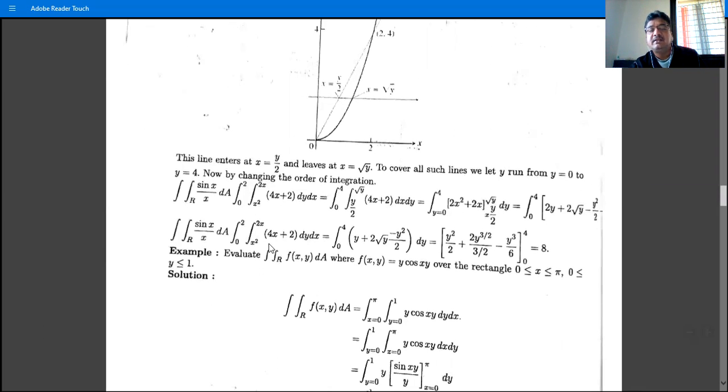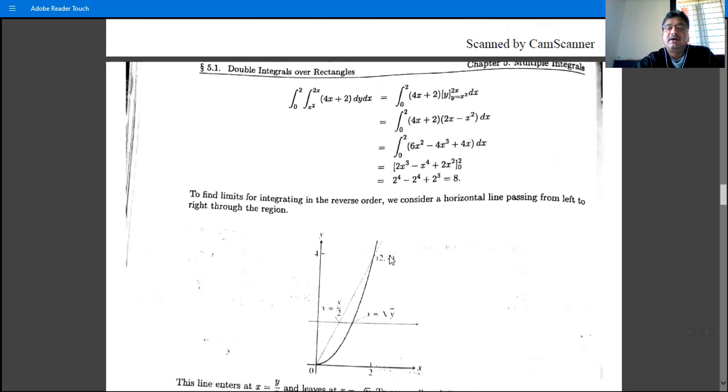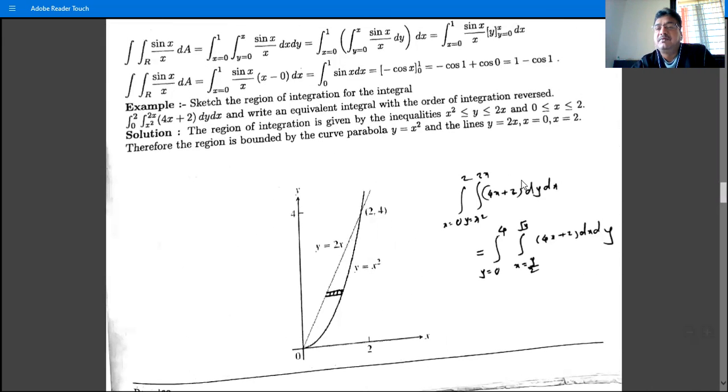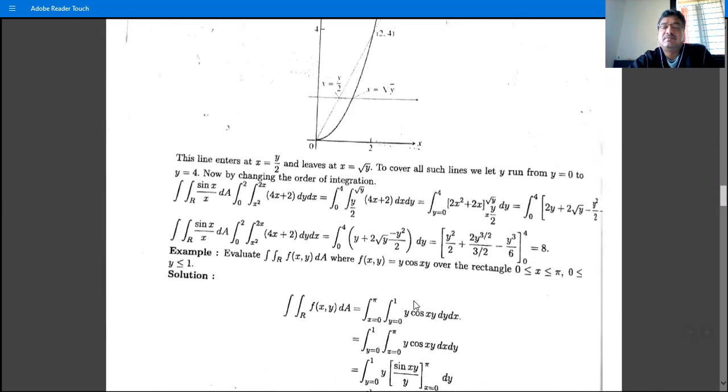Then we have the integration of this quantity: y square by 2, and then y raised to half, integration is y raised to half plus 1, that is 3 by 2, divided by 3 by 2, then y square by 2, integration is y cube by 3, and 3 into 2 is 6. Then value at the upper limit, substitute y as 4 and y as 0, we have the answer 8. Both the answers are same.